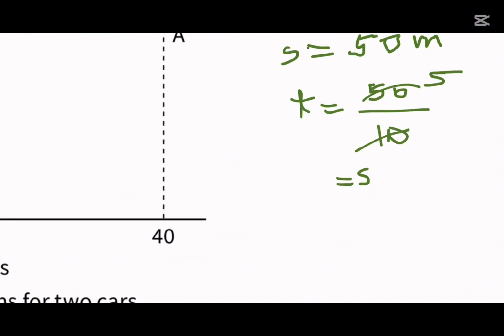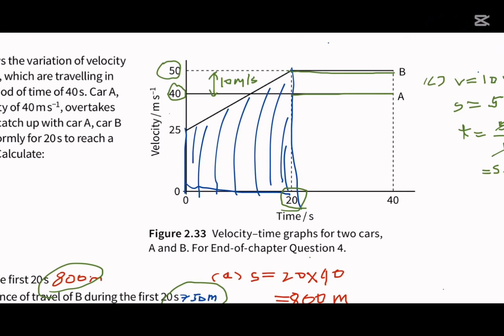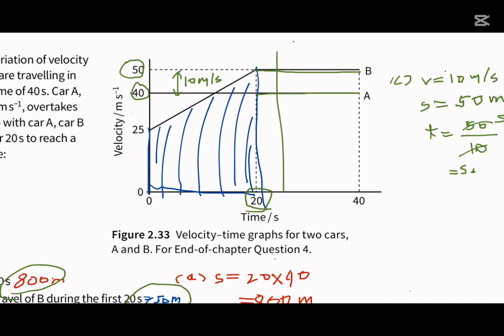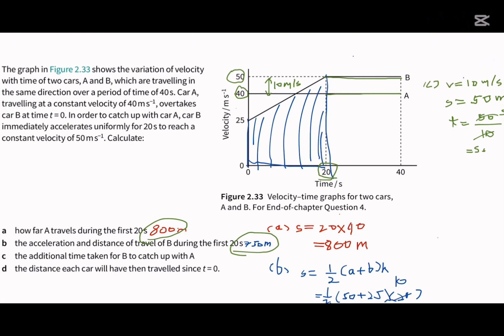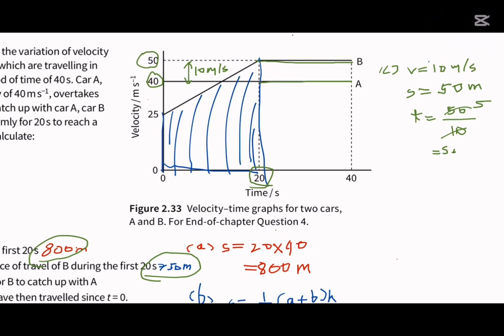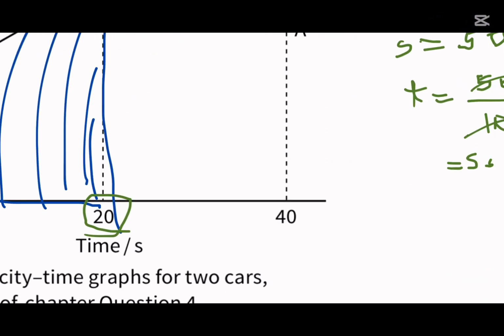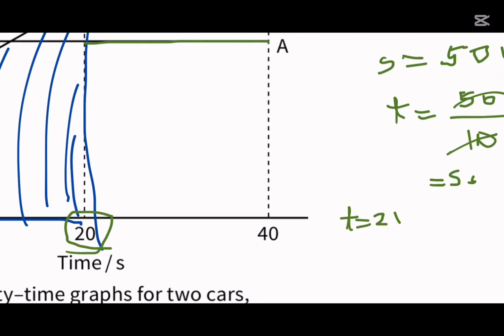Alright, 5 seconds. So B will take an additional 5 seconds to catch up with car A after t equals 20. So at t equals 25, car B will catch up. That's what I'm talking about. This question is saying, after t equals 20, what additional time will B take to catch up with A? So yes, 5 seconds, or at t equals 25 seconds.